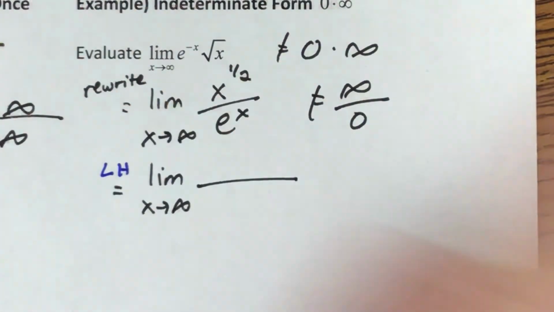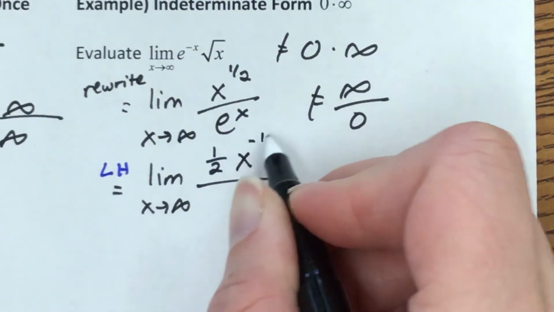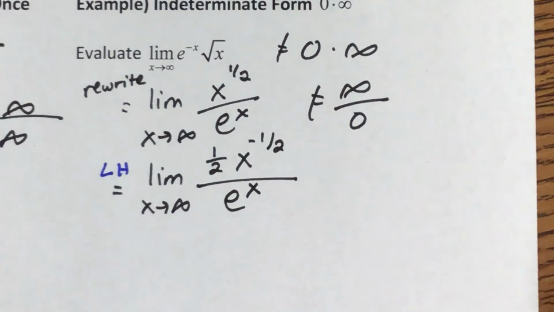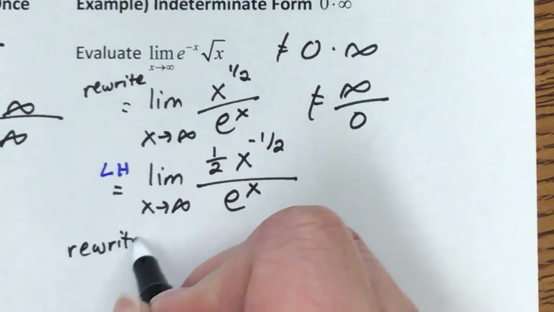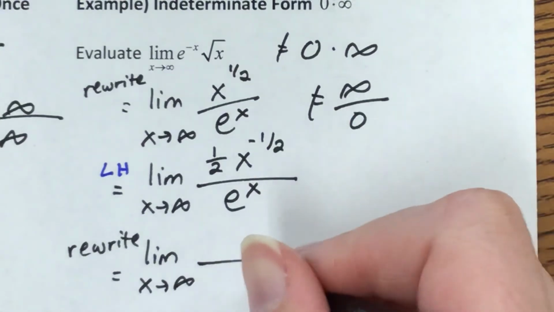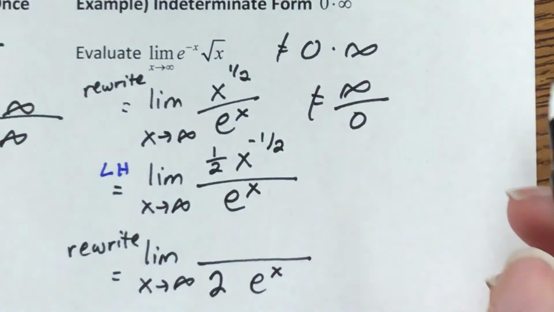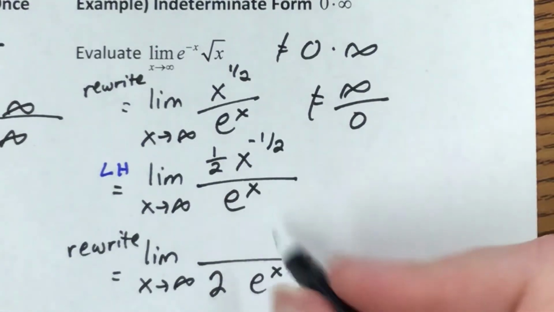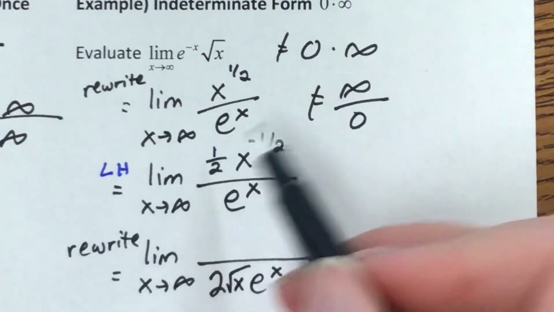LH. X to the 1/2, the derivative is 1/2 x to the negative 1/2. Bottom, e to the x has the derivative e to the x. How beautiful is that one? Let's do some rewrites. So this still equals the limit as x approaches infinity of e to the x is on the bottom. That looks great where it is. That 2 can get put down on the bottom as well. X to the negative 1/2, negative moves the x to the bottom. The 1/2 puts it in a square root. And then the only thing left on the top is this 1 up here.